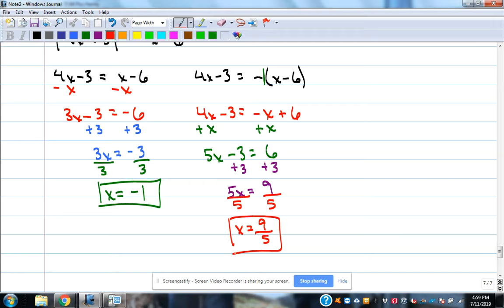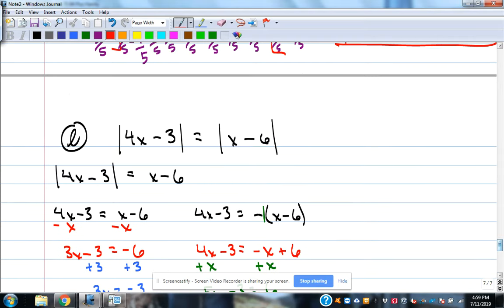But here's the kicker to this, is the fact that I really had 2 absolute value problems to do. I did one of them. I did the absolute value of 4x minus 3 is equal to x minus 6. What if it was the other way around and I needed to do the absolute value of x minus 6 is equal to 4x minus 3? Let's see if it gets us different answers. Because it changes things, right? It negates a different side.